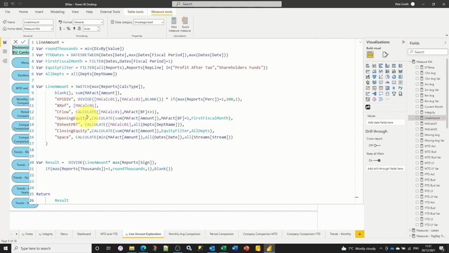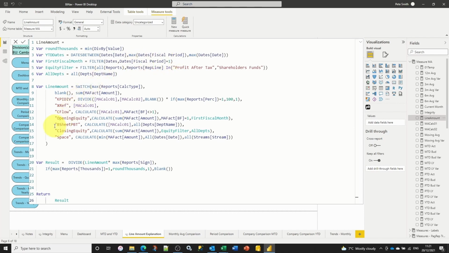Opening equity, we need to show on some reports what the opening equity is. This time again, we're adding through the ledger amounts, but we're this time looking at the brought forward is 1, and we're looking at the first fiscal month of the year. The first fiscal month of the year looks at the dates table where the fiscal period, the period number is 1.